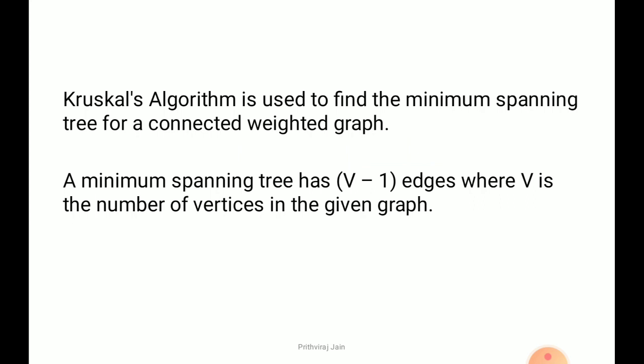As we have seen in Prim's algorithm how to get the minimum spanning tree, similarly here we have one more algorithm called Kruskal's algorithm, which is also used to find the minimum cost spanning tree. A minimum spanning tree has v minus 1 edges, where v is the number of vertices. If you have v vertices, then we must have v minus 1 edges in a spanning tree.